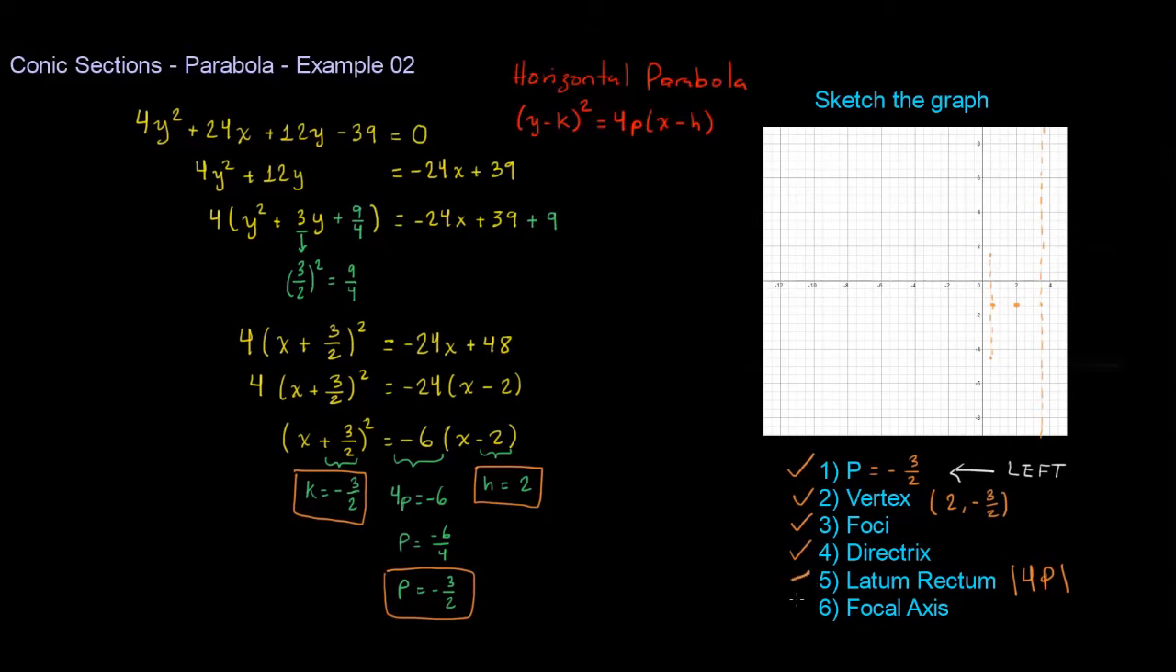So now will be time for the focal axis. Well, the focal axis is going to be the one that connects the directrix with the vertex, and the foci is going to be this horizontal line in this case. I'll try to do it not so ugly. There it is. Now we have everything required to sketch the graph.